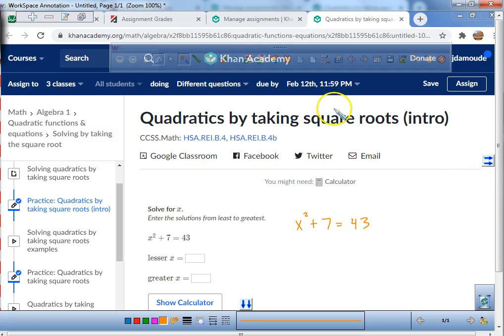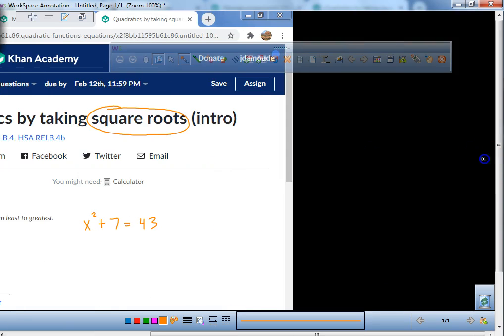Now, how do we solve with square roots? Here's something you guys should kind of know. If I say, what's the square root of 25? You should know that that's equal to a what? Yes, it's a 5. Very good. But here's a trick.